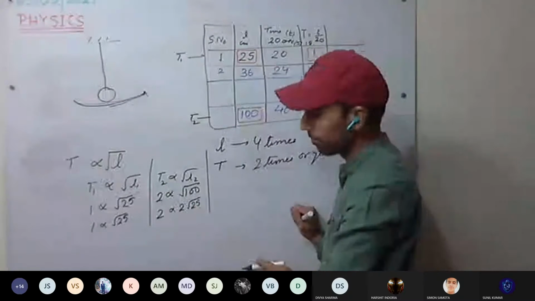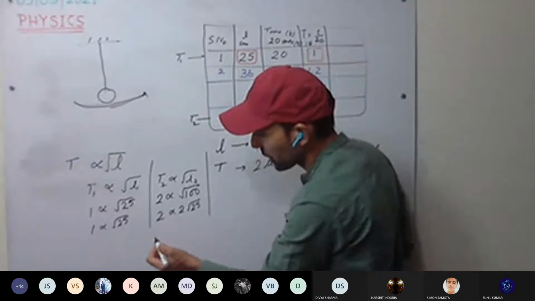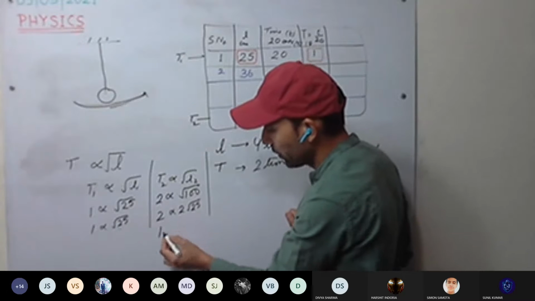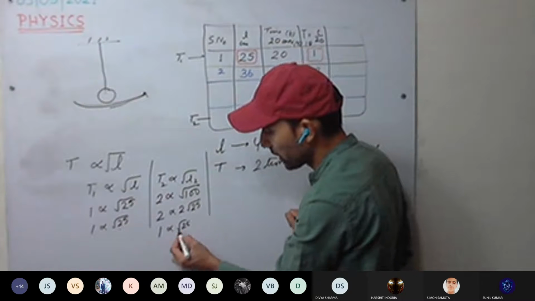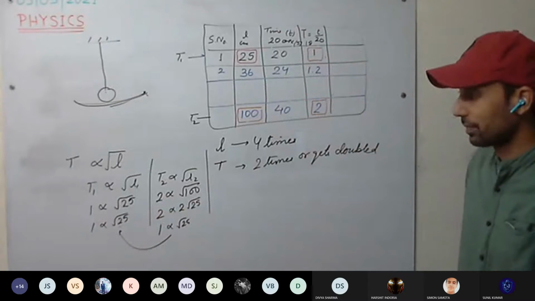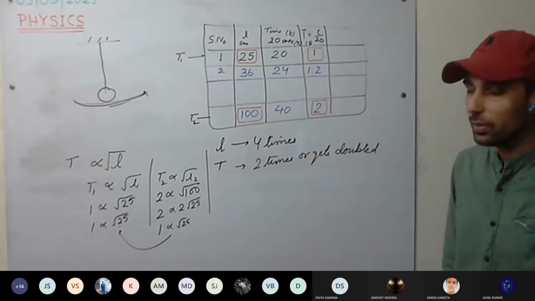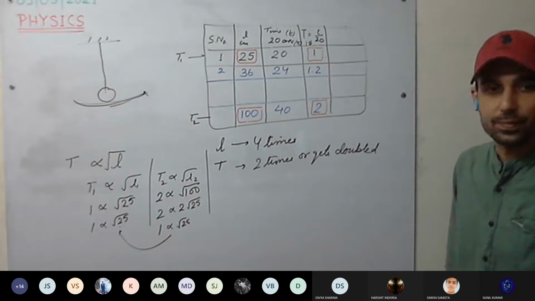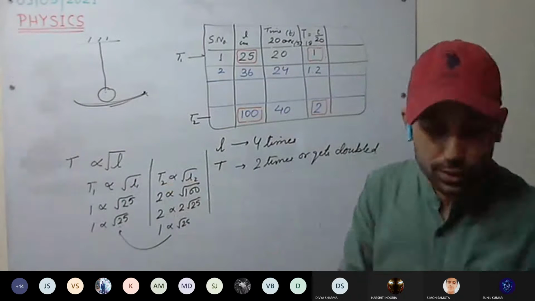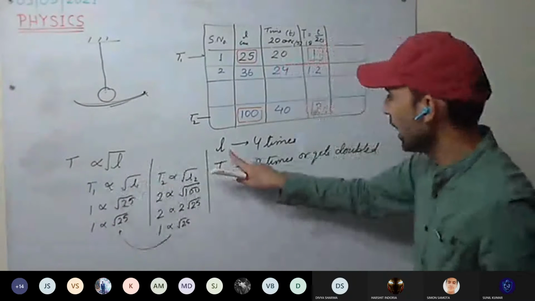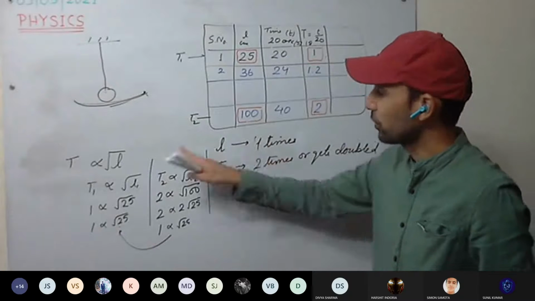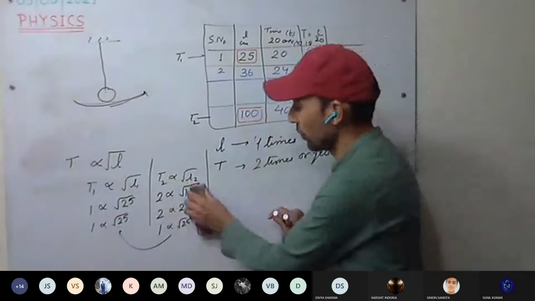Have you understood this one? From this we get the same proportionality. 2 gets cancelled on both sides, 1 is proportional to root of 25. They are proportional. We got the same. Yes or no? This is clear. So what we are getting is T is proportional to root of L, because L becomes 4 times, time period only doubles. That means root of 4 we have to take here. T is proportional to root of L.